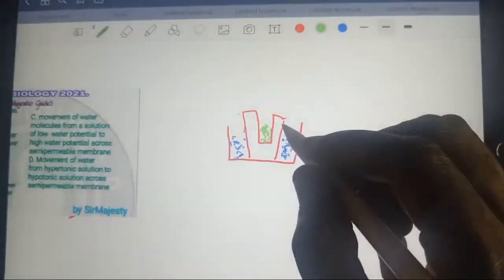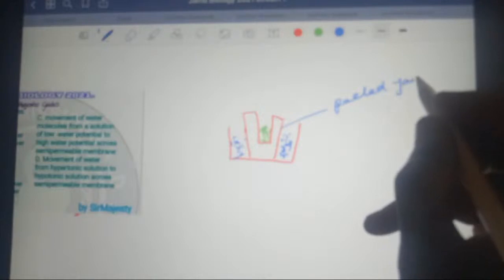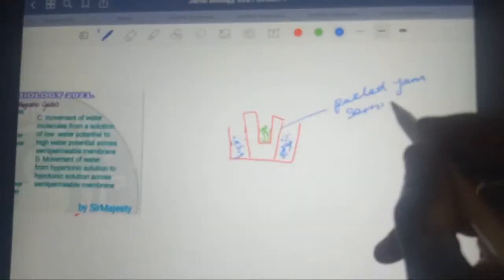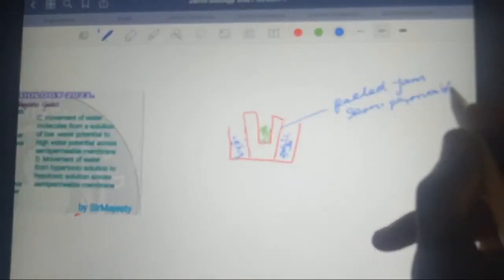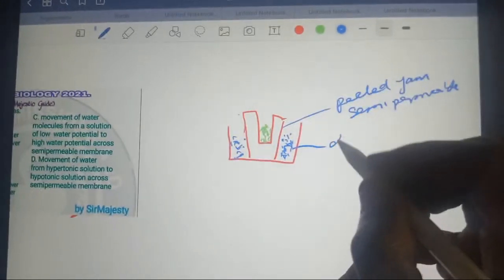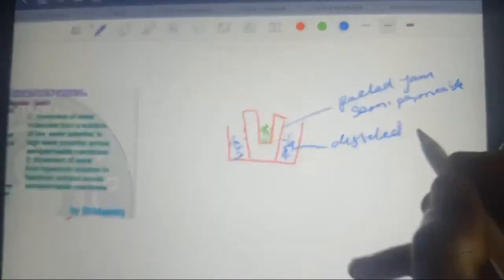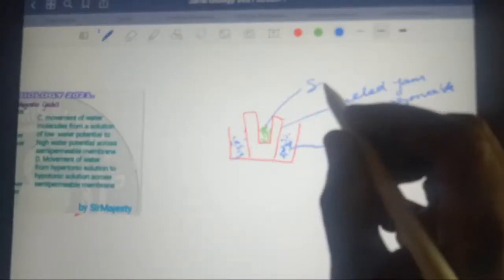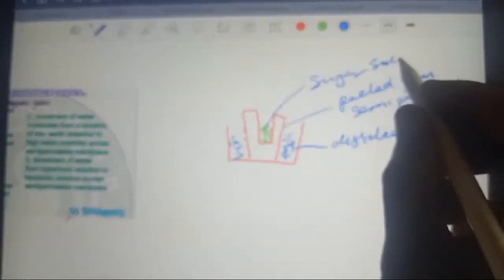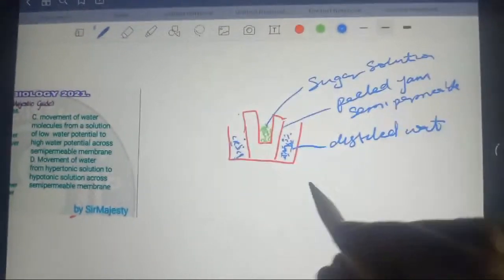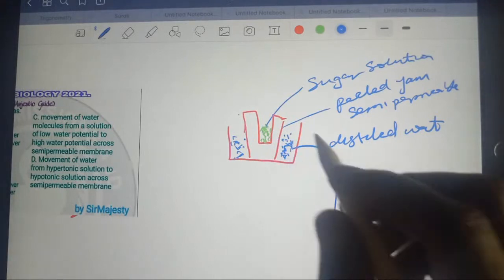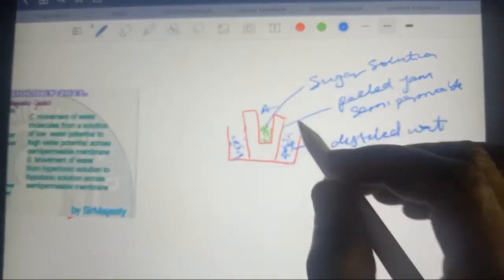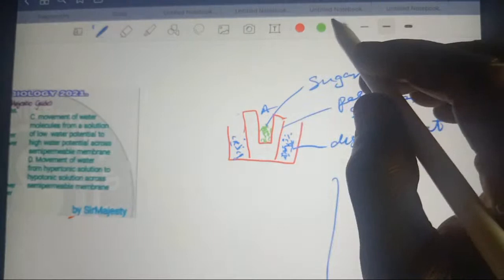So in labeling, this is the peeled yam or potato, and that is semi-permeable. Then here is the distilled water. Then here is our sugar solution or salt solution. So to make it clearer, let's have two partitions here. This is region A, and we take here to be region B.